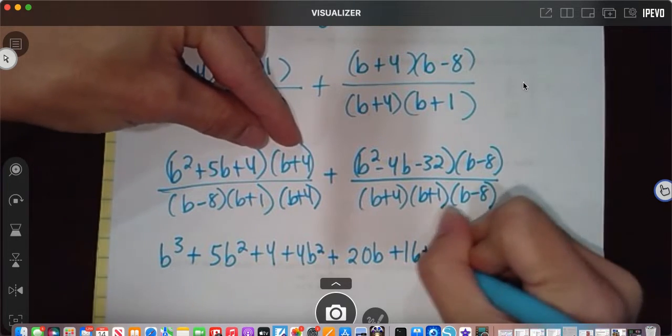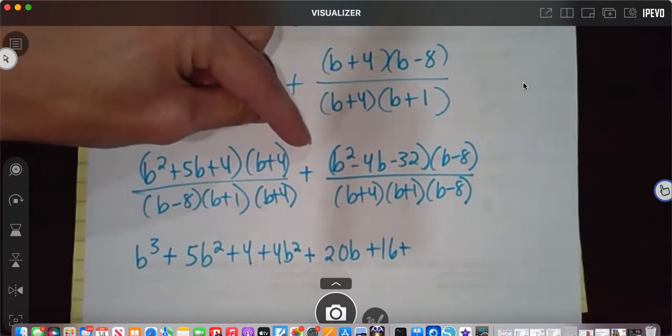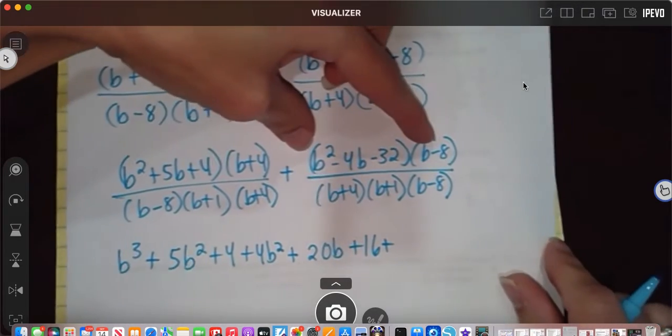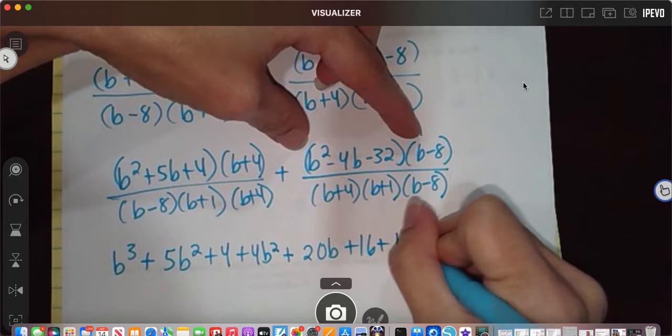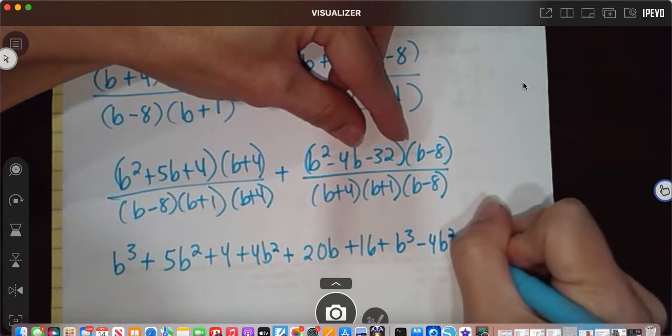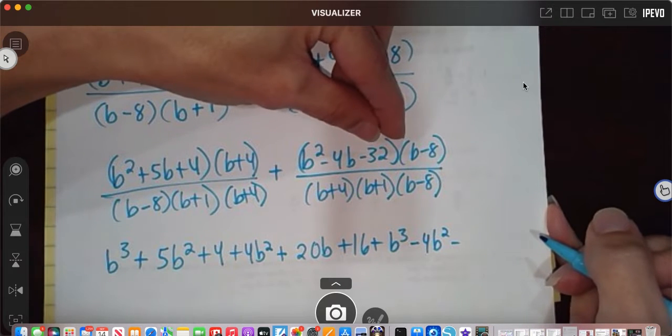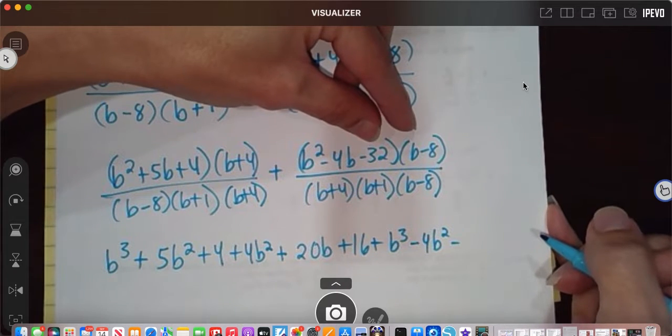That's all on the left side in the numerator. What are we going to write with this one? B cubed minus 4B squared. Minus, I got to write smaller. Minus 32B. It's all it is.